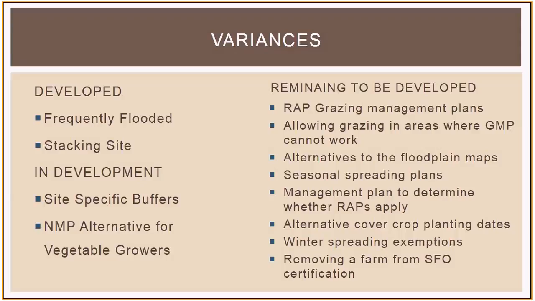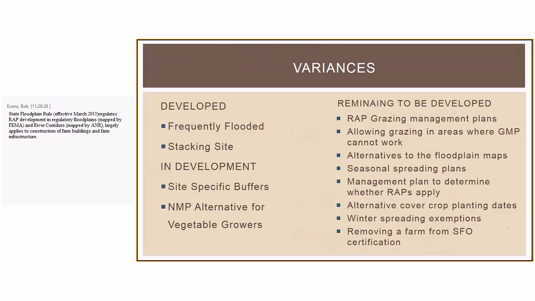And there's a lot more to do as far as developing variances. One that's in development right now is a nutrient management plan alternative for veggie growers. We're partnering with UVM Extension on the development of that, as well as we're working on site-specific buffers. We've piloted a few different tools to use for developing those. One is online software. Another is an assessment tool evaluating what types of land use are occurring next to the surface water or ditch that we are reviewing the buffer of.